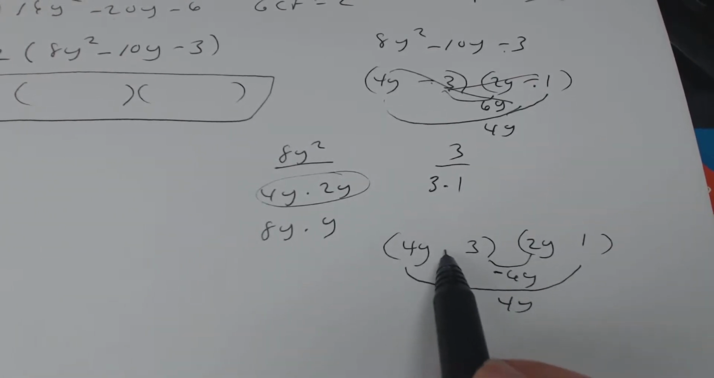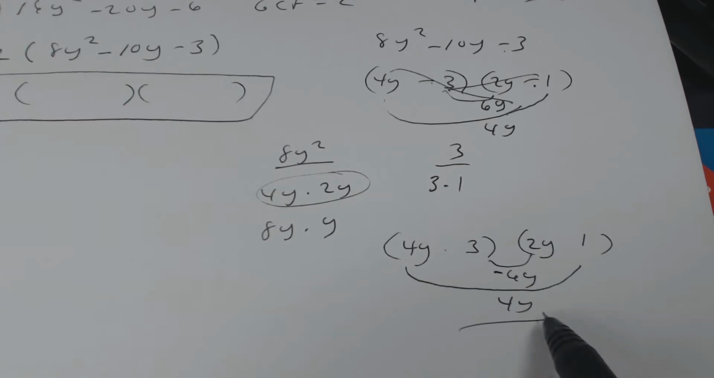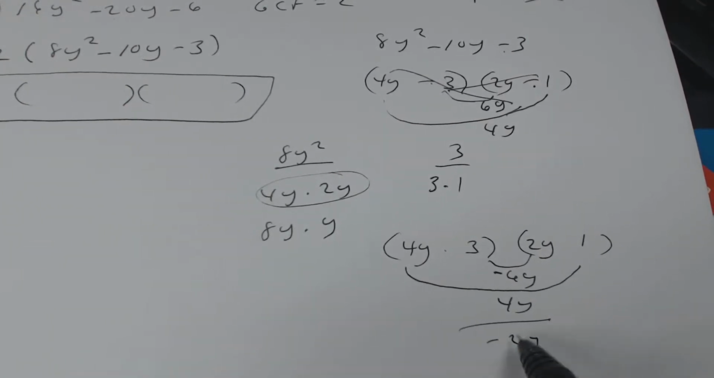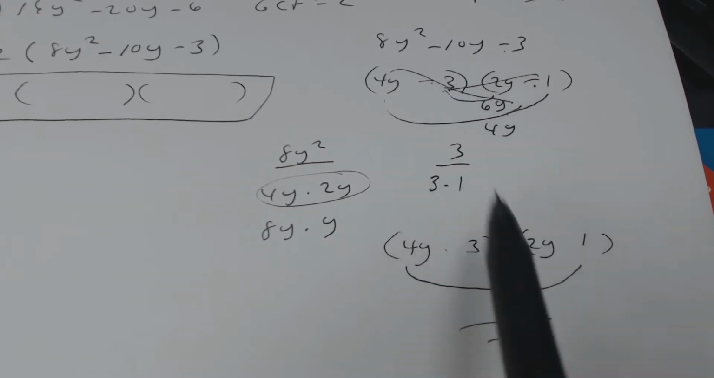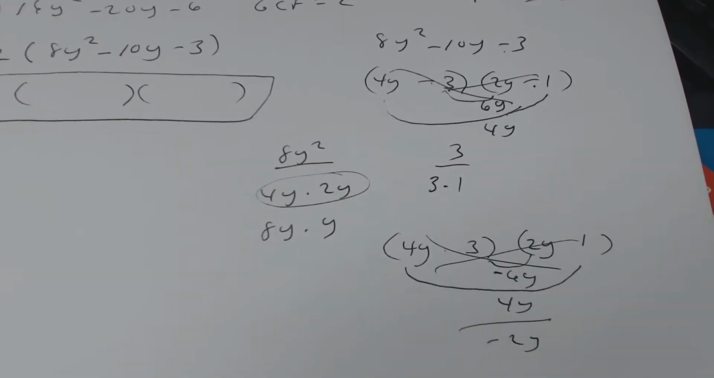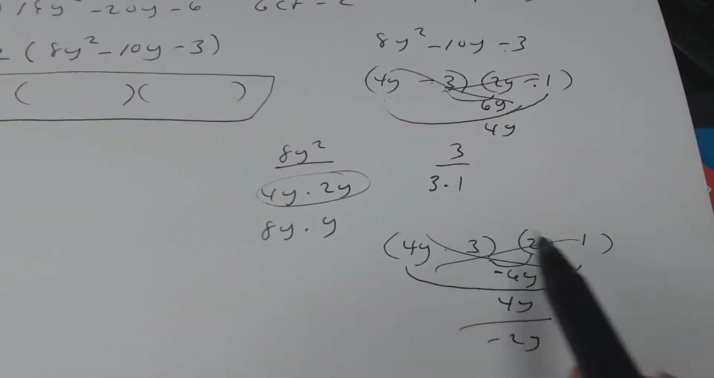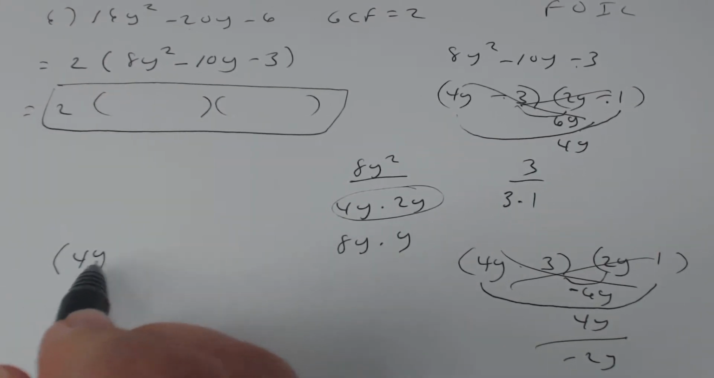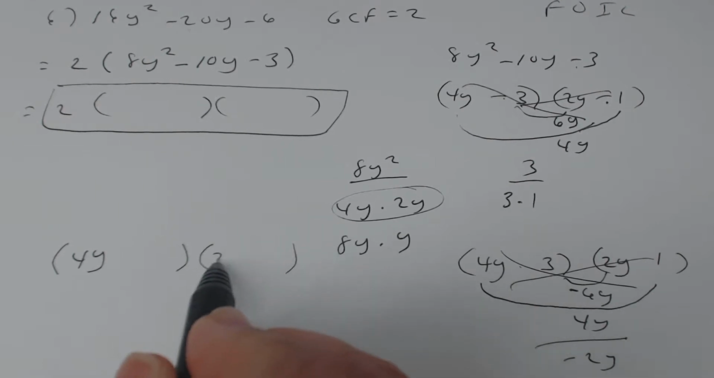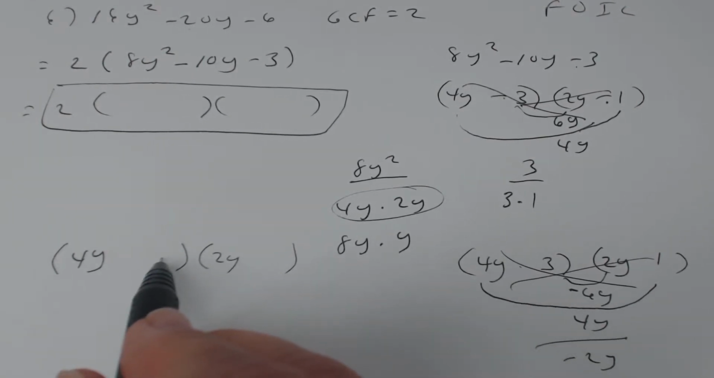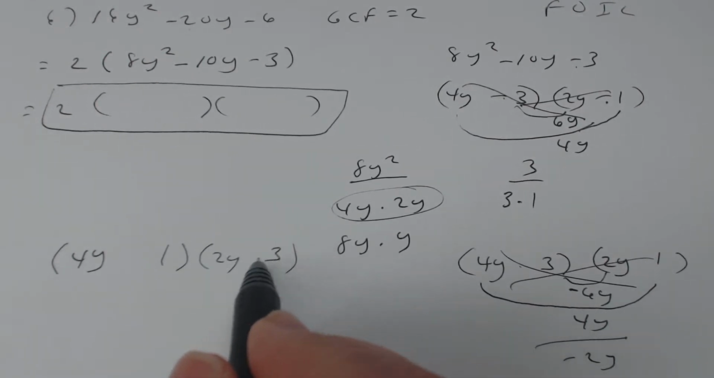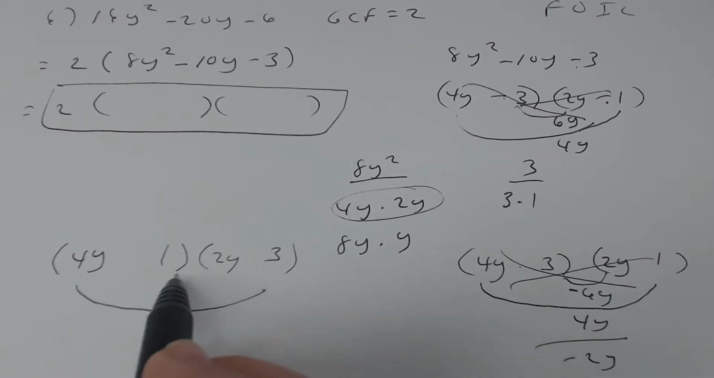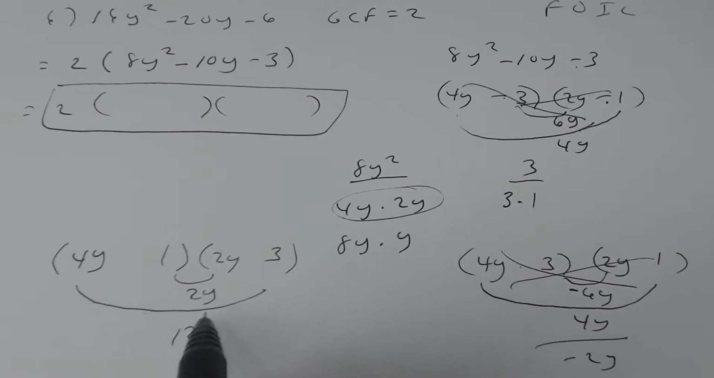But before we go on putting any signs in here, add these up. A negative 6y and a positive 4y is a negative 2y, and that is not what I wanted. I wanted a negative 10y. So that didn't work. So maybe switching the 3 and the 1, let's see what happens. So let's rewrite it here. 4y, 2y. We're going to put the 1 here, the 3 there. All right, let's look at the outer and inner now. The outer is 12y. The inner is 2y.